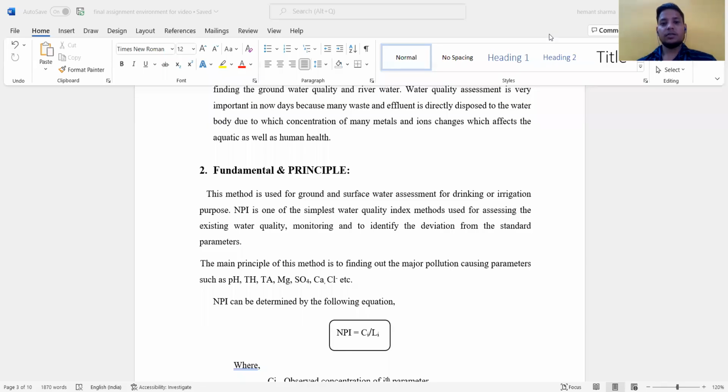The main principle of this method is finding out the major pollution causing parameters, such as pH, total hardness, total alkalinity, magnesium, sulfate, calcium, and chloride, etc. for the assessment. NPI is calculated by this formula. NPI is equal to Ci divided by Li. Ci is the concentration of the ith parameter and Li is the standard concentration according to the Bureau of Indian Standards or any other agencies.